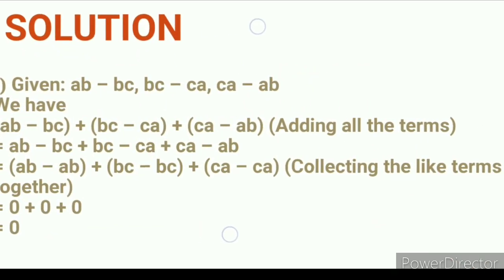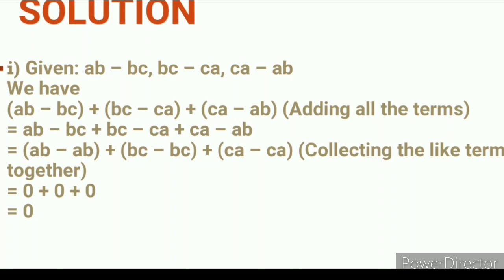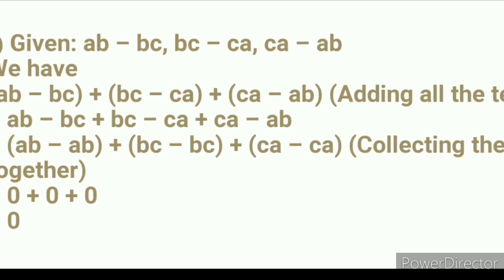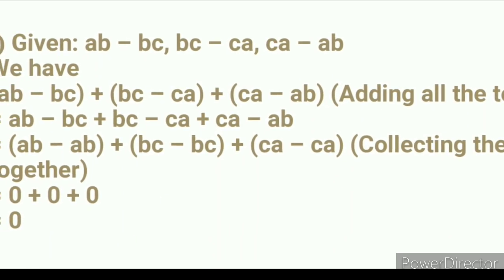First question: AB minus BC, BC minus CA, CA minus AB. We are given in the question to add all the terms. What should we do? We should put a plus sign in between the expressions. It means that we are adding.